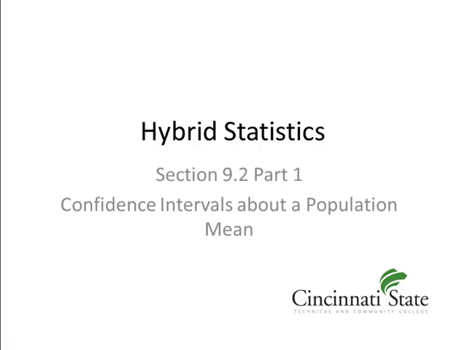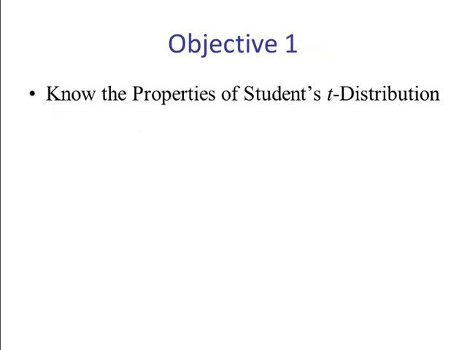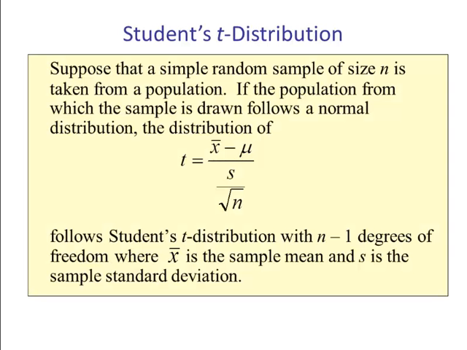Section 9.2, Part 1, Confidence Intervals about a Population Mean. Lesson objectives: state the properties of the student t-distribution, determine t-values using a table. Suppose that a simple random sample of size n is taken from a population.